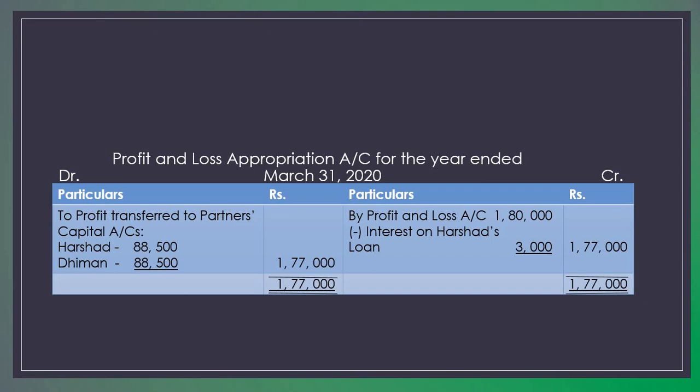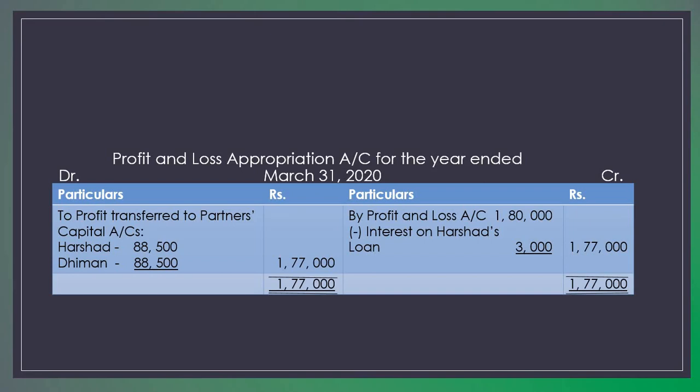Now, profit and loss appropriation account is debited with appropriations to partners, that is interest on their capitals, salary, commission payable to partners, or transfer to reserve if any. But in the given question, we have no such appropriations to partners. So this divisible profit 1,77,000 will be divided among the partners in the ratio. Now the ratio over here is equal, so it has been divided into 88,500 each. Now see, it is written profit transferred to partners' capital accounts, that is Harshad's capital account and Dhiman's capital account.